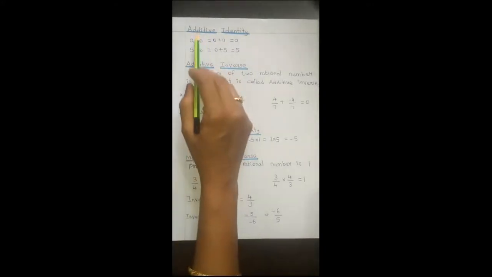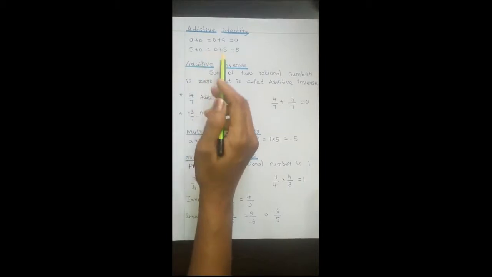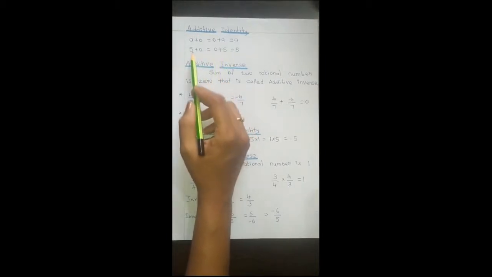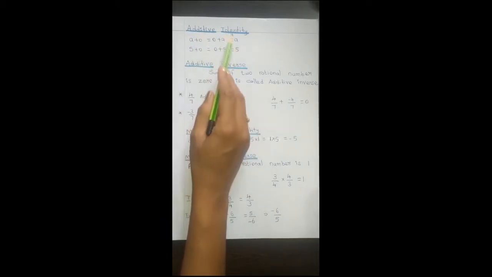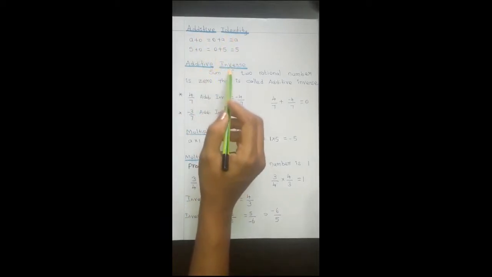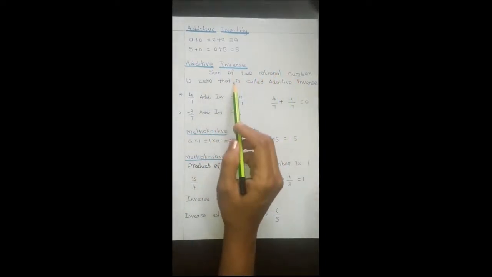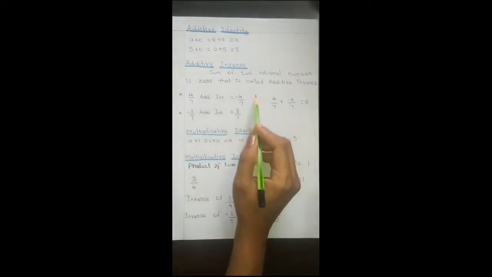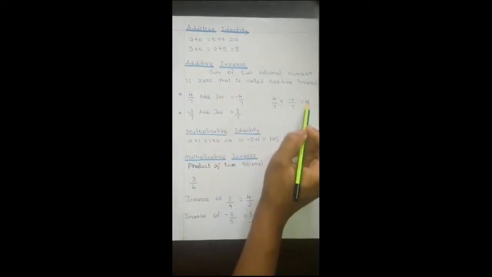Now let's see additive identity. If we add 0 with any number, we will get the same number. 5 plus 0 equals 0 plus 5 equals 5. This is additive identity. Then additive inverse. If the sum of two rational numbers is 0, that is called additive inverse. If we add any two such rational numbers, the answer should be 0.